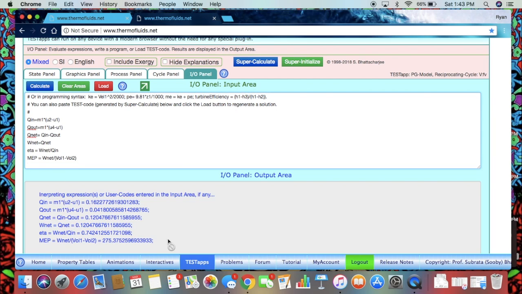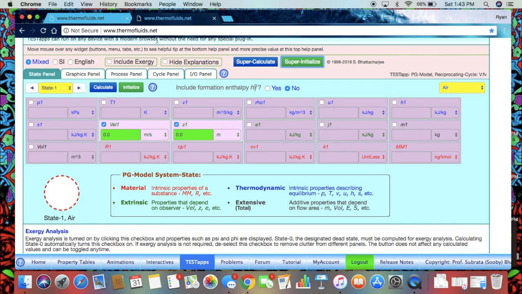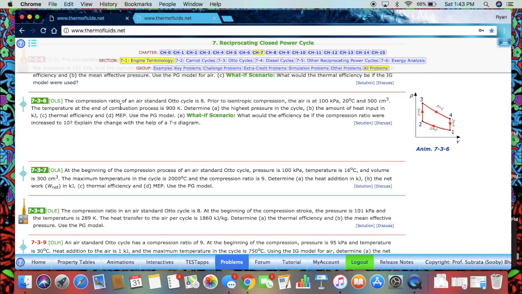There we go. Alright, so we're going to go ahead and super initialize this. And we're going to go ahead and change the compression ratio to 12, the pressure at P1 to 150 kPa, the temperature T1 to equal 30 degrees Celsius, and finally the temperature at T3 will equal 1100 Kelvin.